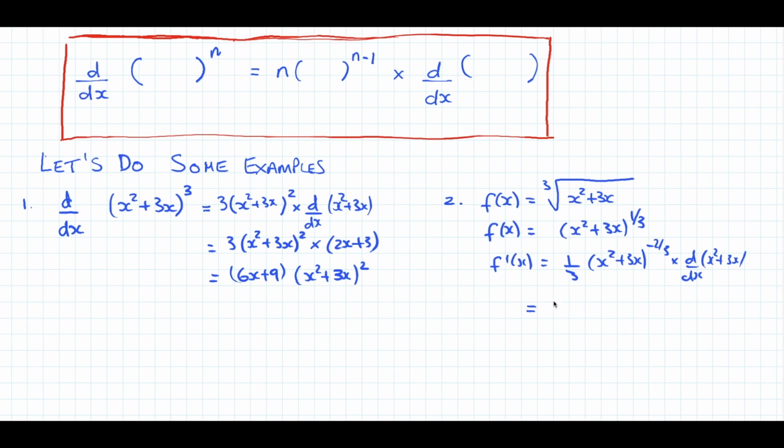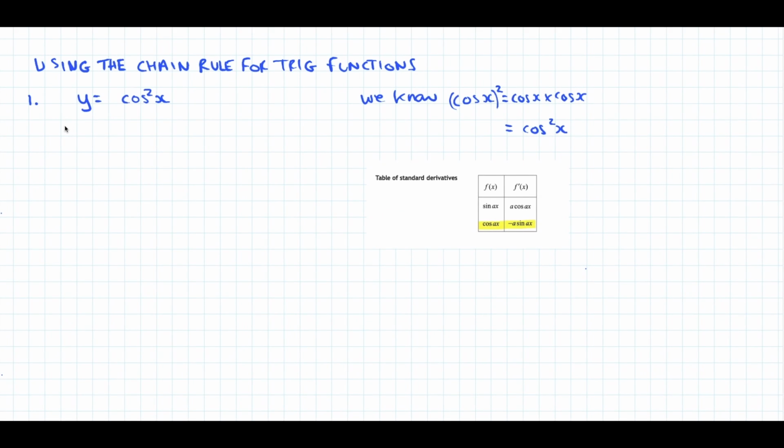So that would be 1/3 times (x² + 3x)^(-2/3) times (2x + 3). Now let's write in the final line, that is (2x + 3)(x² + 3x)^(-2/3), so that's going to be (2x + 3) all over 3 times (x² + 3x) to the power of 2/3. And that finishes that. Okay, let's look at using the chain rule for trig functions.